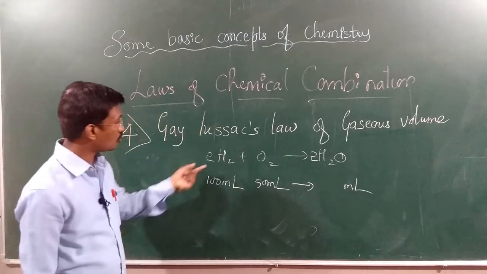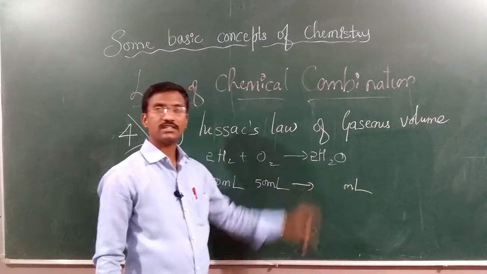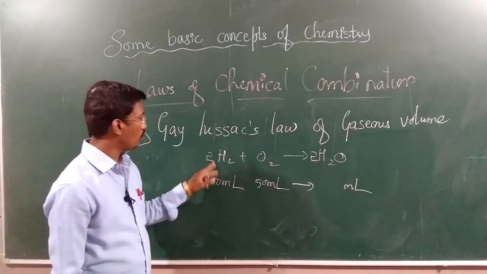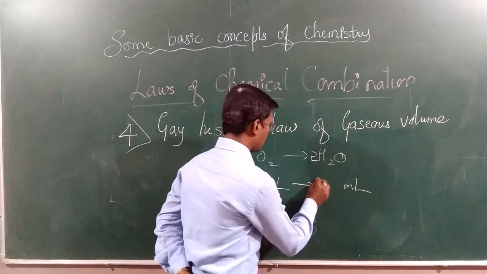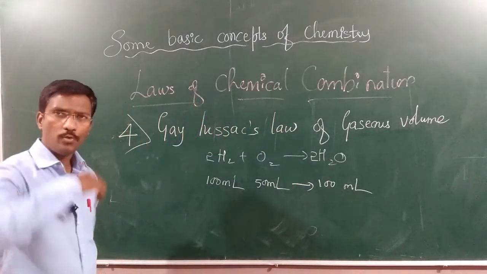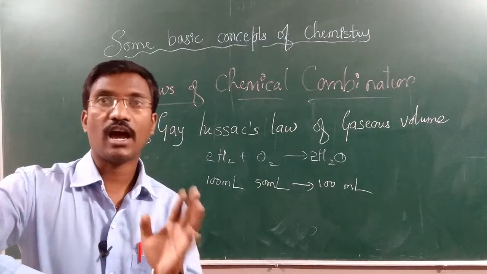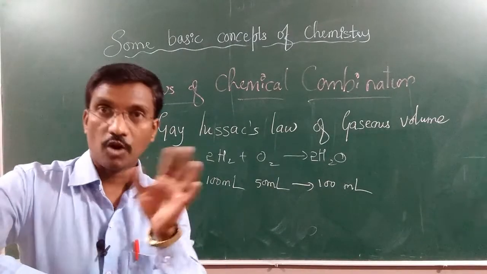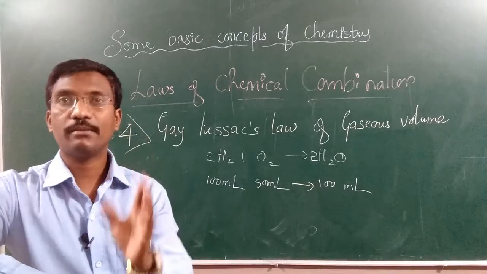On that basis we have to look at the moles. Here it is 2 mole, here it is 1 mole, again here 2 mole. So 2 mole we have taken as 100 milliliter. Similarly, we are going to get 100 milliliter of water. To justify how much amount of product is obtained on the basis of reactant, it is possible only on the basis of a balanced chemical reaction.